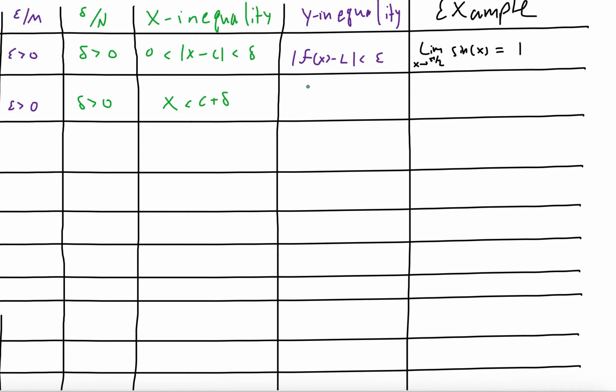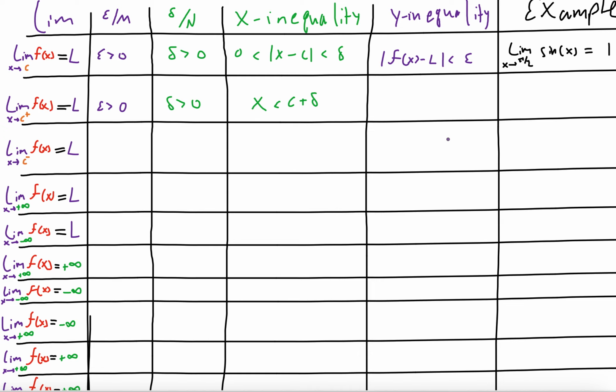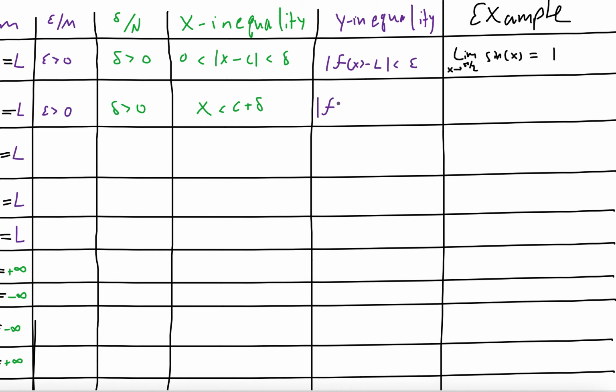Remember that if you draw a graph, and you have the c over here and c plus delta over here, when you're approaching from the right, you're just looking at the right-hand side values of the function. And so x is less than c plus delta because that's the maximum distance that x can be from c. And now, because the L is finite, we just have the same absolute value of f(x) minus L less than epsilon. An example of the right-hand limit is just the limit as x goes to 0 from the right of the square root of x is equal to 0.